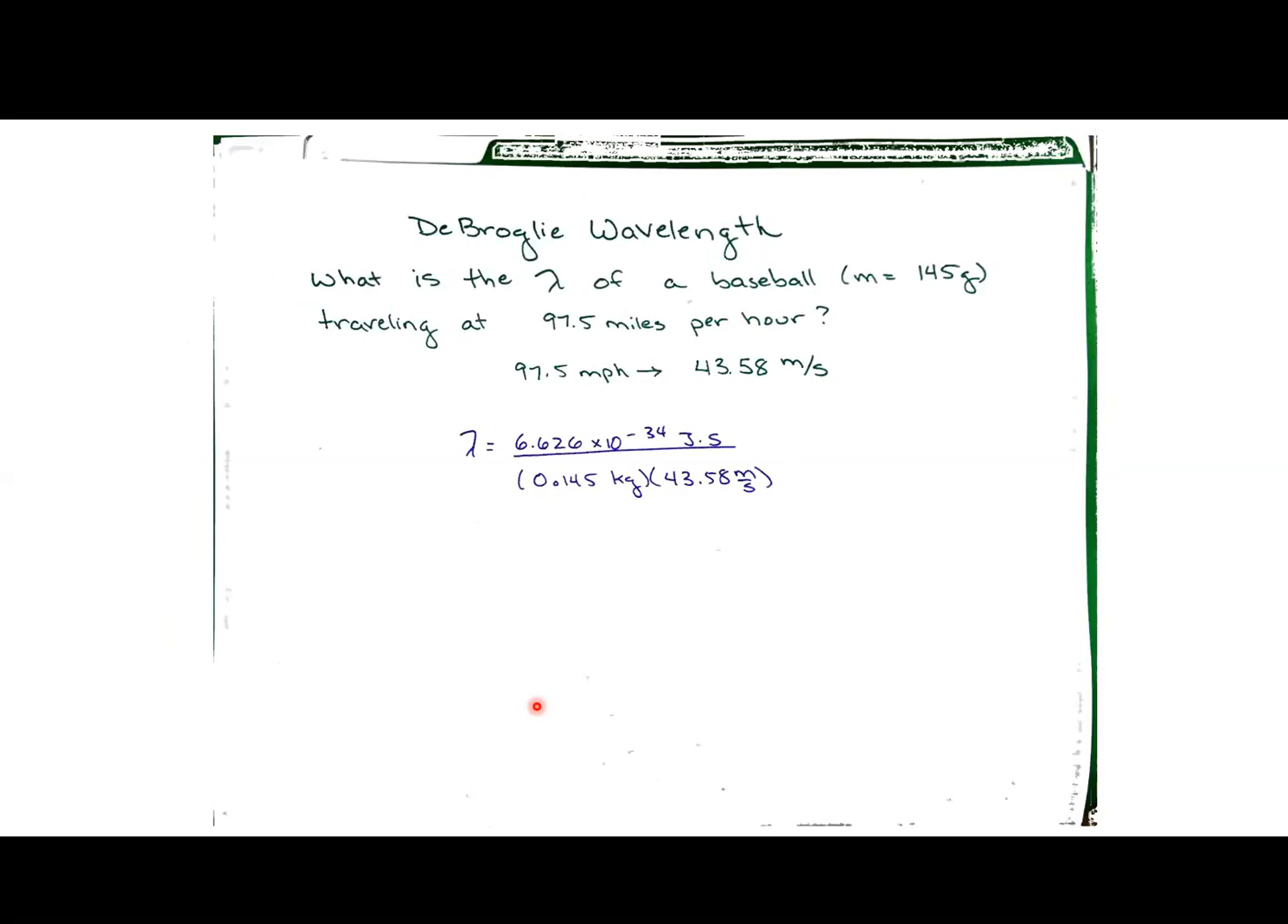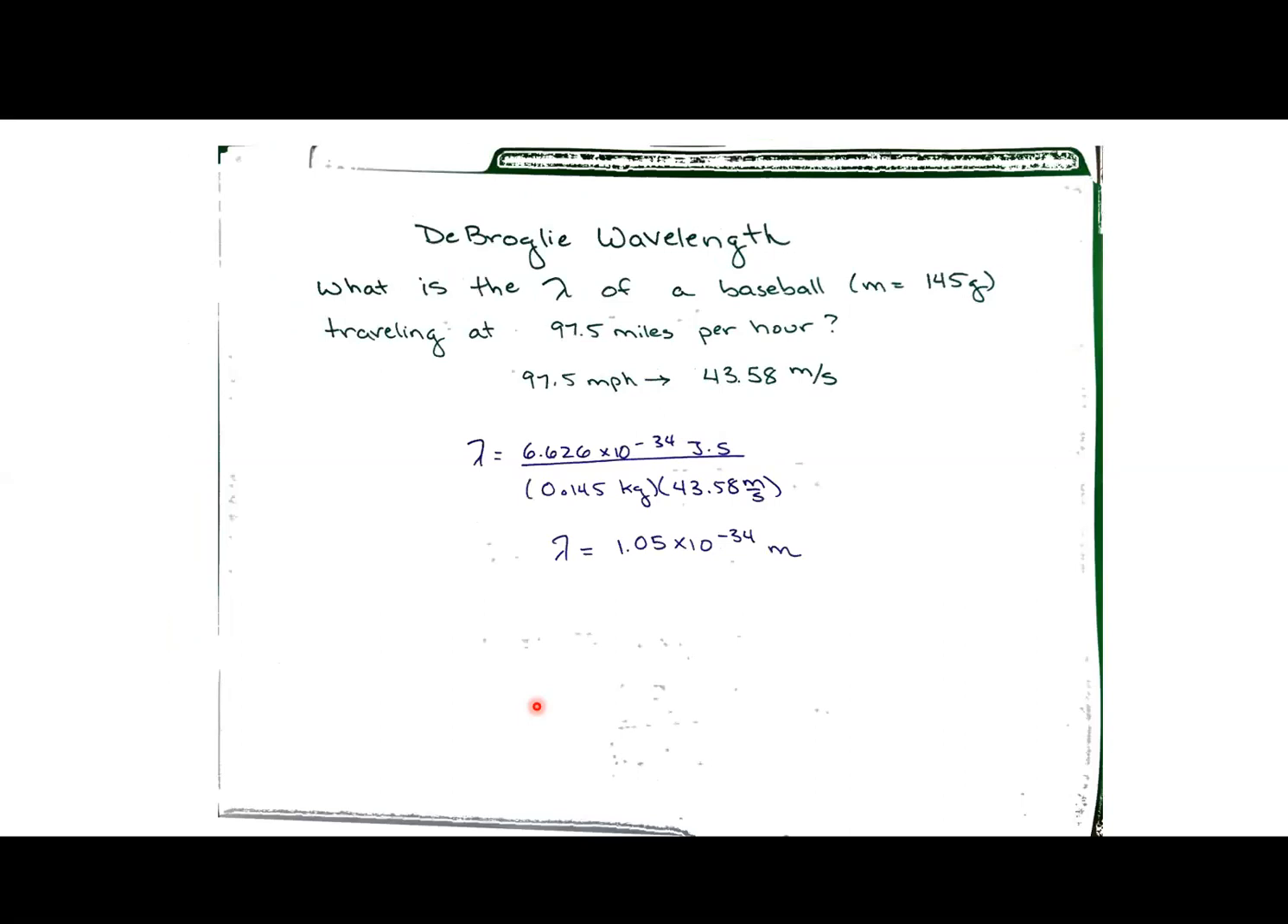Plugging in again, h over mass times velocity, I get something that shows 1.05 times 10 to the minus 34. That is incredibly small. That is smaller than gamma waves. So something like a baseball, which is very heavy, 145 grams, moving very slow, a mere 43 meters per second, will have a wavelength that I can probably ignore. There's no real wavelength worth talking about there.